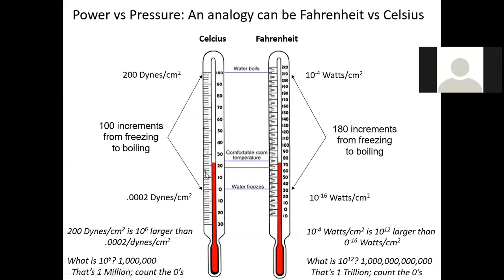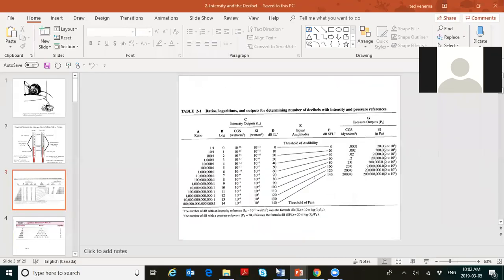Okay? And what's 1 million compared to 1 trillion? Well, power equals pressure squared. 1 million times 1 million is 1 trillion. But always remember, now all it means is that in terms of power, in watts per centimeter squared, there's just more increments. That's all. It doesn't mean that the range of your hearing has changed at all. Good. All right, we'll get out of that and look at our notes.